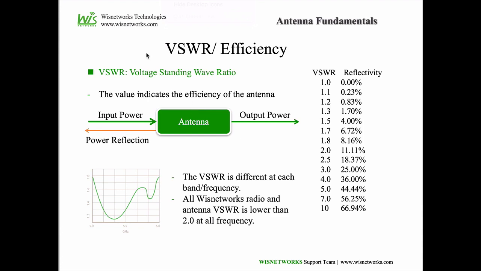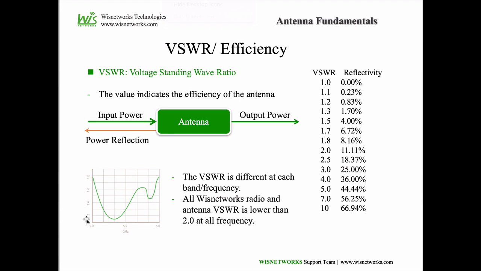All the antennas now selling on the market have some power reflection. So VSWR, the voltage standing wave ratio, just means how low the power reflection is. For the value of the VSWR, the lower the better. So you can see 1.0, the reflectivity is only 0%. Most antennas we are using now are from 1.5 to 2.0. It means that less than 11% of the signal would be reflected back to the radio.